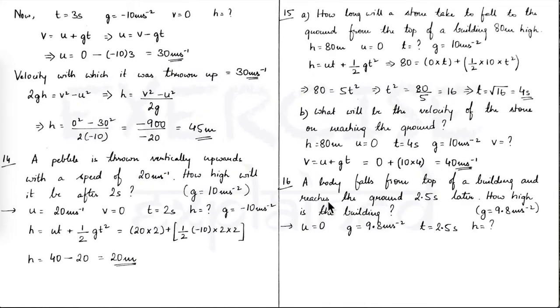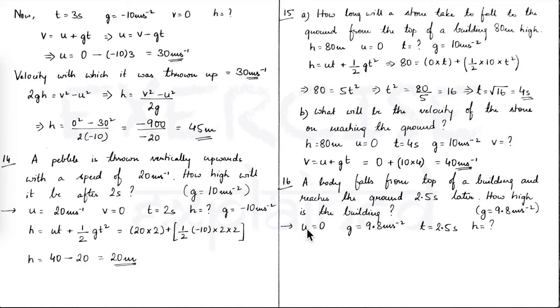Coming to the 16th question, that would be the last question for this video. A body falls from the top of a building. Now whenever it is given it falls from the top of a building, we should understand that initial velocity should be equal to 0. And it reaches the ground 2.5 seconds later. So it takes 2.5 seconds to reach the ground. How high is the building? Acceleration due to gravity, we are supposed to take it as 9.8 meter per second square here.